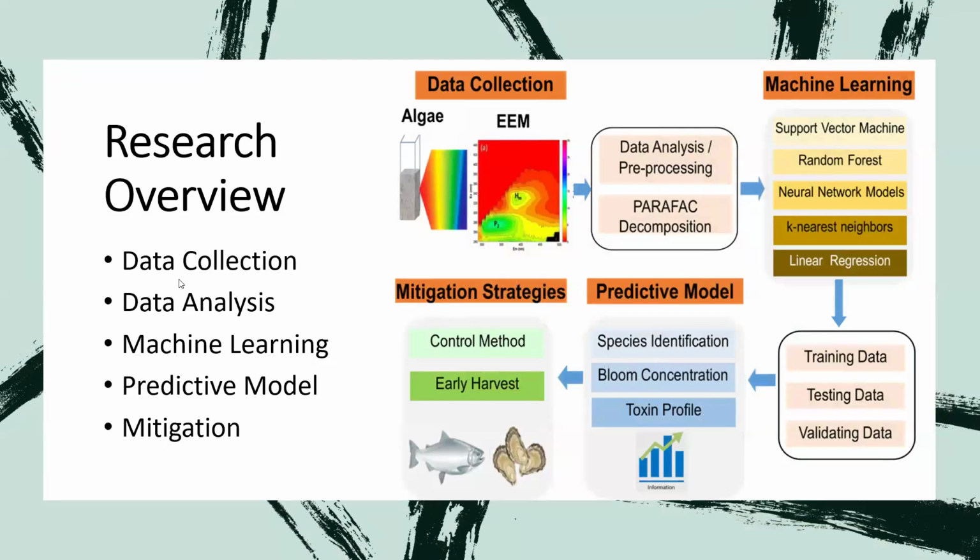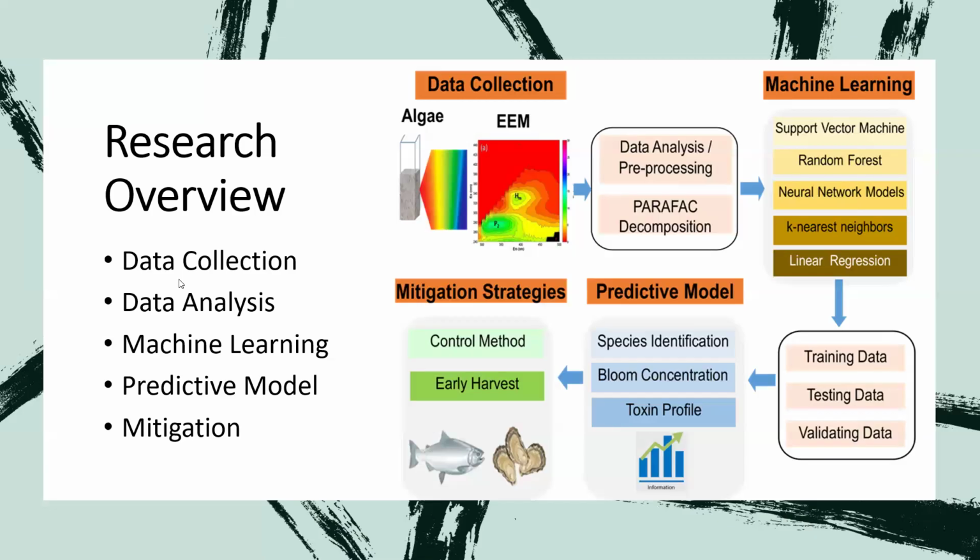So overall, the main steps of this research will include data collection, which involves culturing microalgae species and obtaining spectral data using fluorescence spectroscopy. This is then followed by data analysis, pre-processing, and PARAFAC decomposition, which will be used to remove outliers from the spectral data and produce different spectral components. This data will be used in combination with machine learning algorithms to develop a predictive model. This model will be trained, tested, and validated before being deployed.